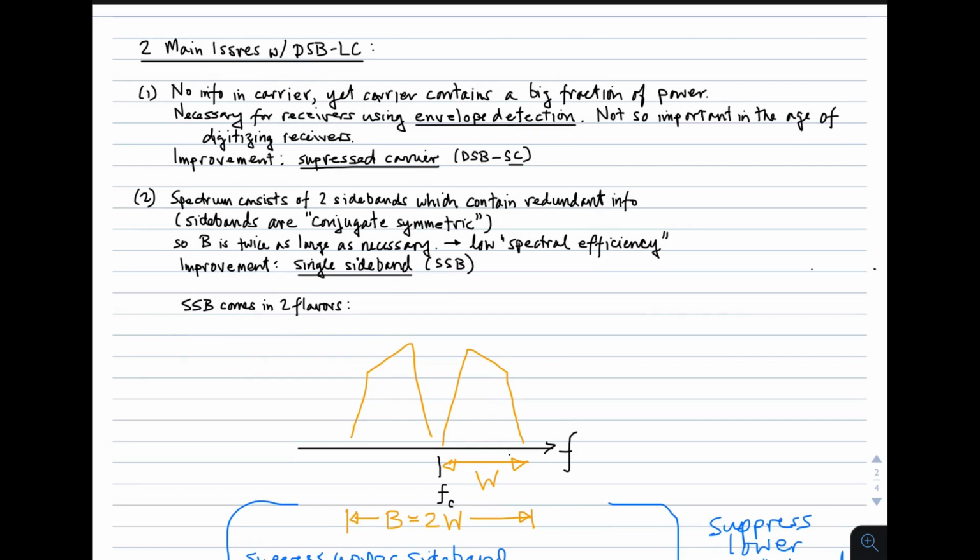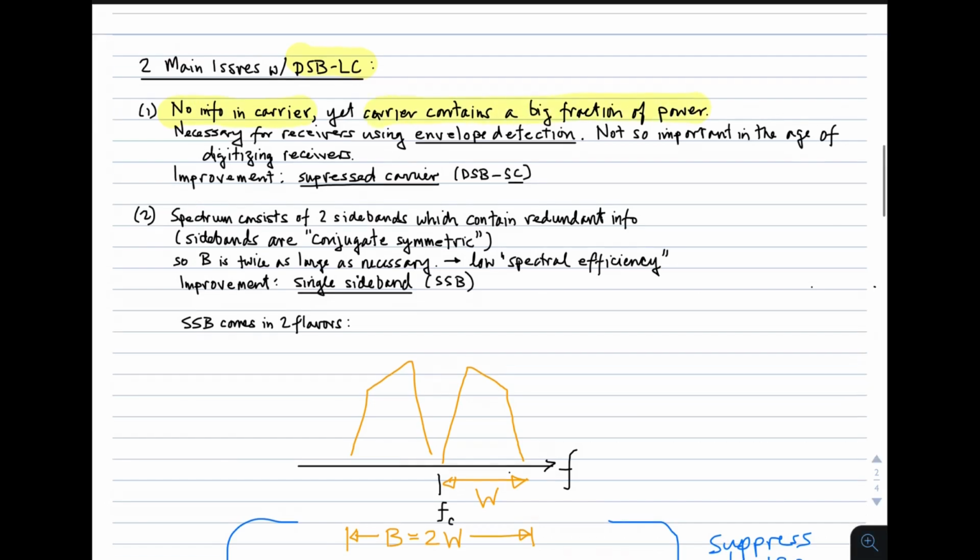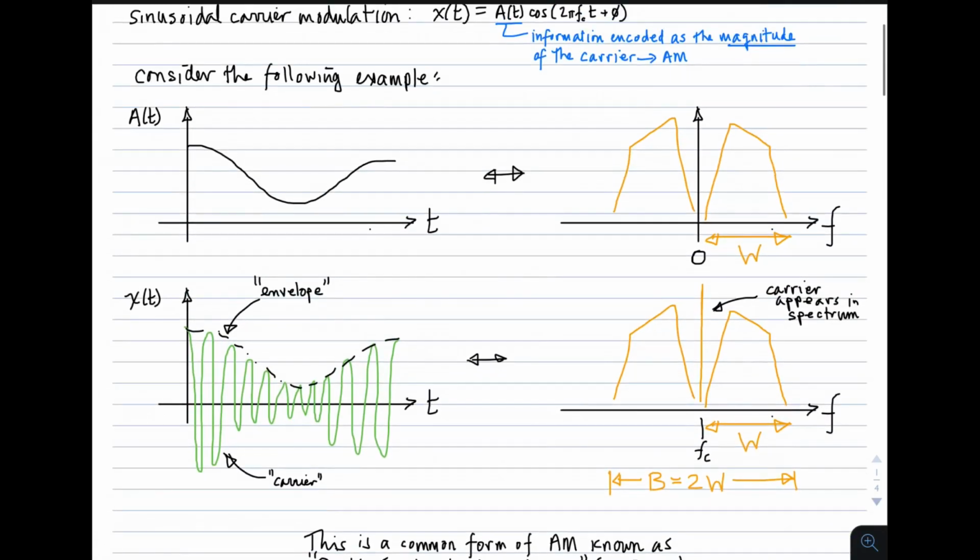So, two things you should know about double sideband large carrier AM. First is there is no information in the carrier, yet the carrier contains a big fraction of the power. Just go back and look at this picture. Remember I pointed out that there's a ton of power right there. And that power is not sending any information.